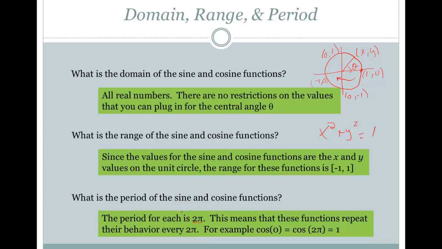Some of the other trig functions we talked about are also periodic, and we'll talk more about them later. But it's really important to understand that the period for sine and cosine is 2 pi.